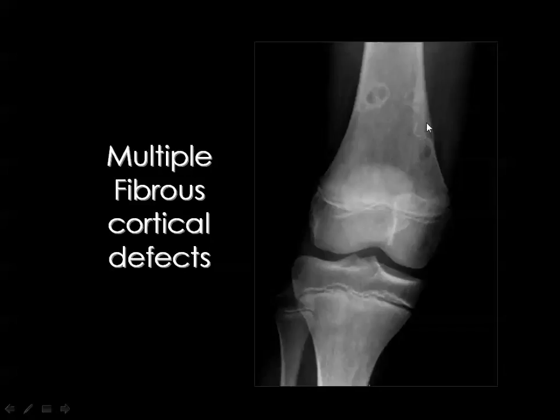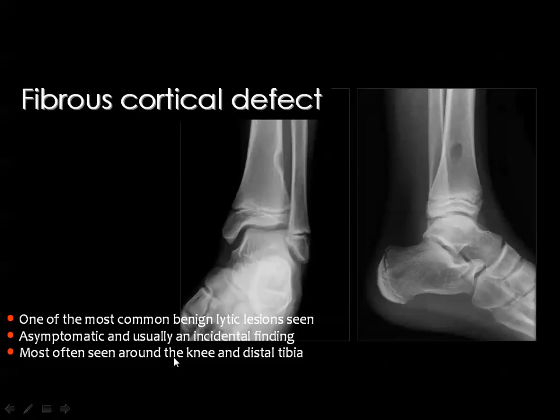Here you can see multiple small lesions in the cortex of the distal part of the femur representing fibrous cortical bone defects. And if you look at the lesion in the frontal X-ray, you will see that the lesion is in the cortex, but in the lateral view you may feel that the lesion is located inside the medulla, which will lead to a false interpretation.